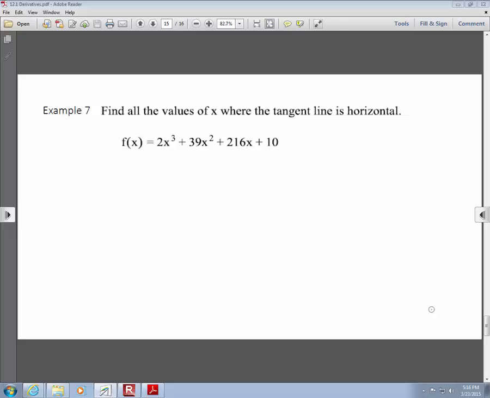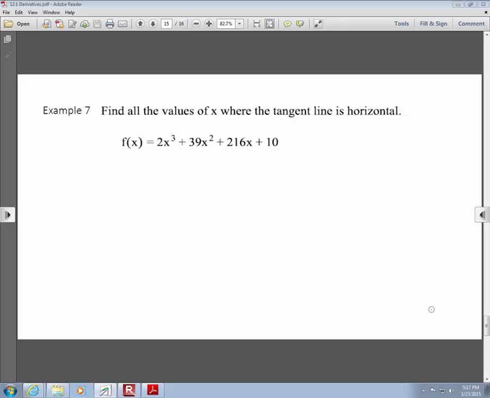When it says find the values of x where the tangent line is horizontal, it's saying find the x values where the slope of your tangent line is 0. That's what it means by horizontal. Normally they give us the x value, and we plug it in to get the slope. Now they gave us the slope in a sense. You just have to know that horizontal means m equals 0. And now you're just working backwards.